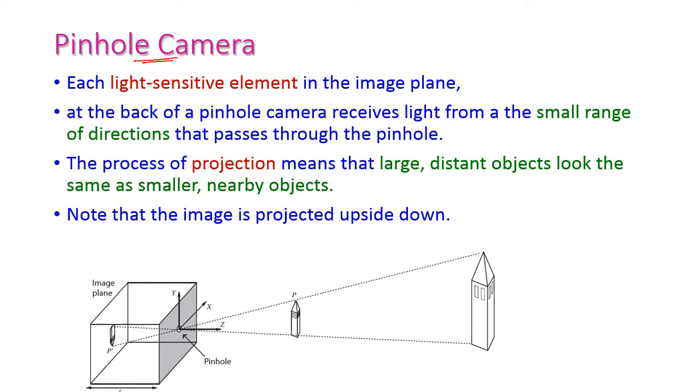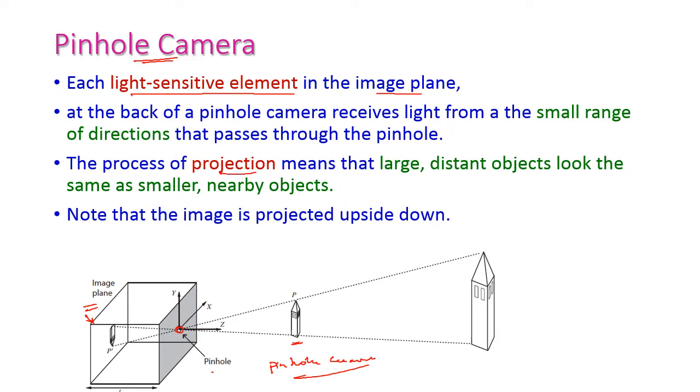Let us see the working of the pinhole camera. This is the image of the pinhole camera. Here each light sensitive element is in the image plane. So the image appears here. The light from this object will pass through the pinhole of this camera and it will be captured at the back side. The image plane is captured at the back side of this box.